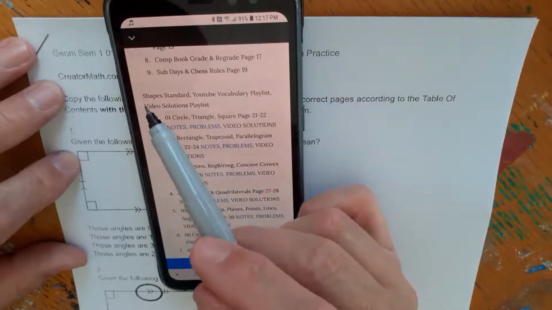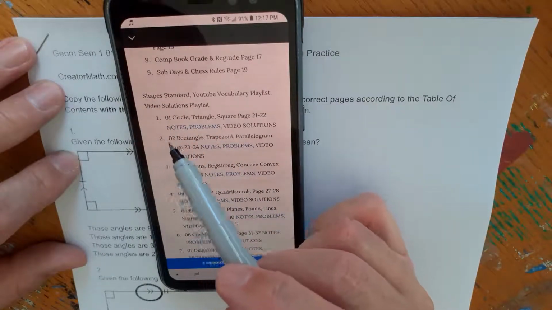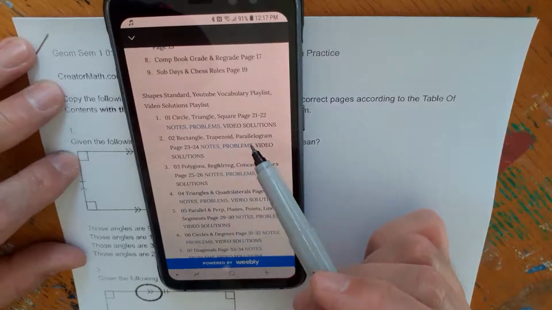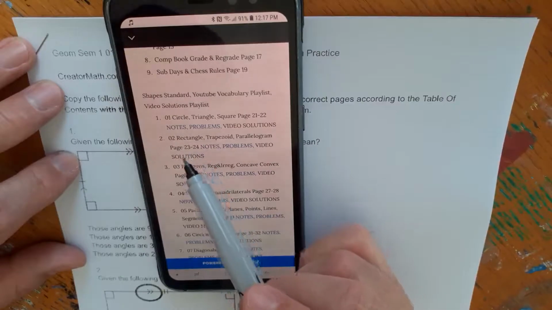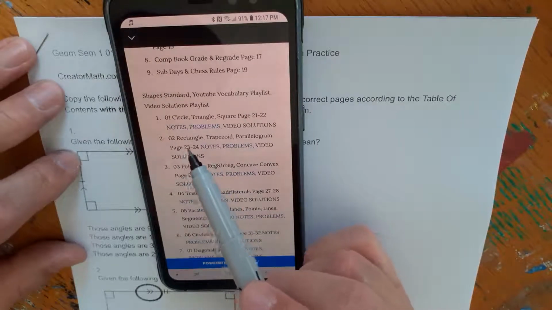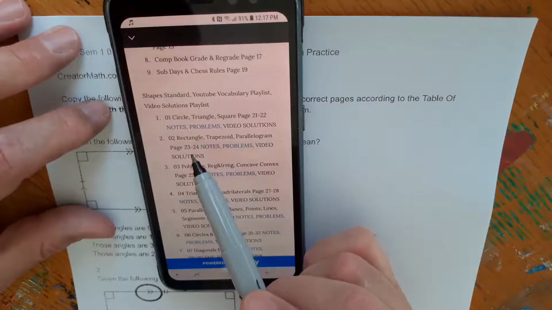We're in this one here. Shapes is the unit. 2 is the lesson, and this one's Rectangle, Trapezoid, Parallelogram. It goes on these pages of your comp book. Don't take this video's word for it. Go back and check the actual table of contents. By the time you watch this, it'll probably be different.